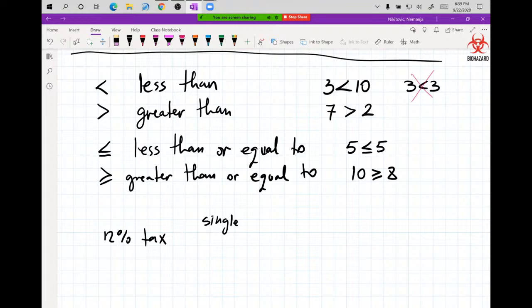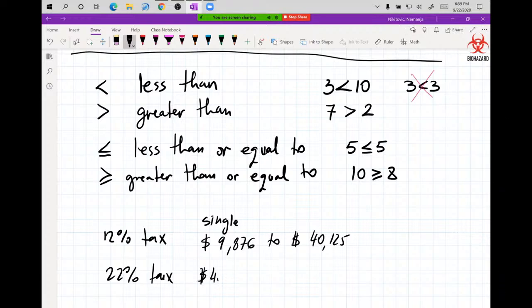Okay, so for 12%, they say if you make between 9,876 to 40,125, perfect. And then 22% tax from 40,126 to 85,525. All right, so these are the tax brackets.